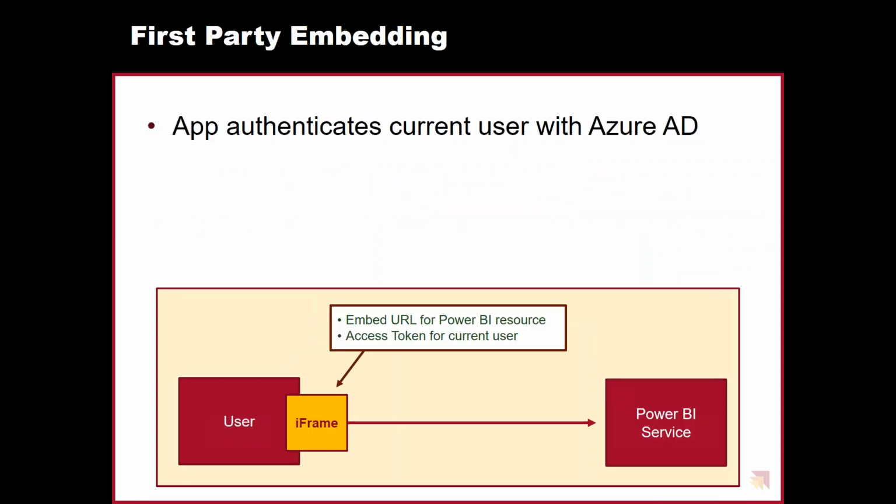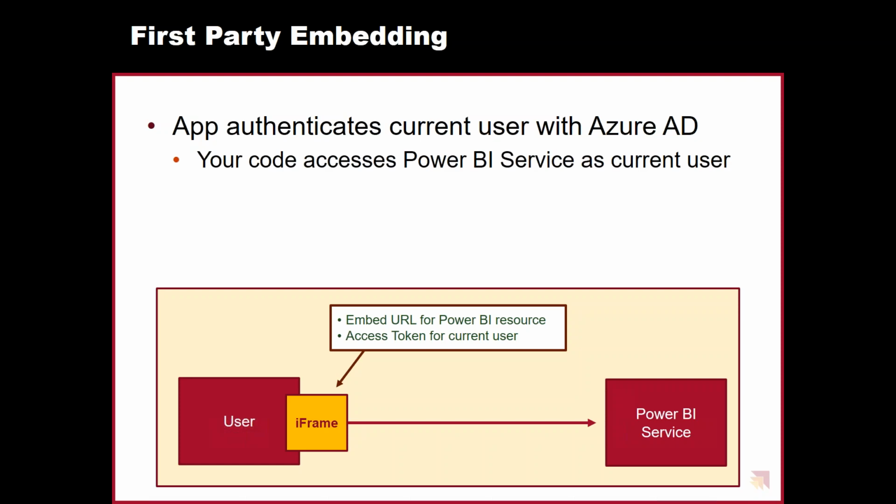Okay, now we have to differentiate between two different types of embedding. There's first-party embedding and third-party embedding. So we're going to start with first-party embedding. So you, as the developer, write code to authenticate the current user, and basically you acquire an Azure access token for that user so the user can call into the Power BI service, or your code can call into the Power BI service with the current user's identity and permissions.